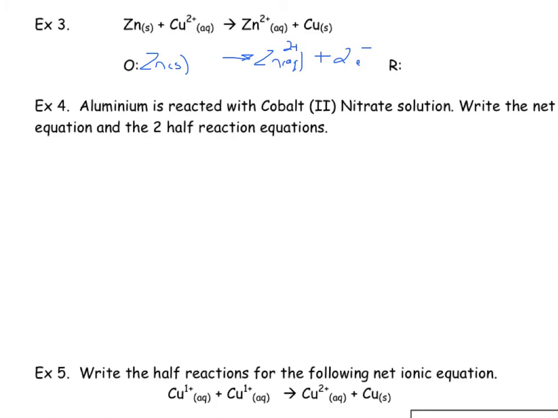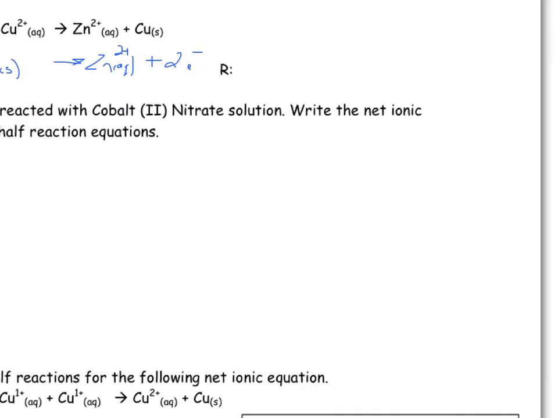Now, if the zinc got oxidized, it means that the Cu2 plus got reduced. Start by writing the reactants and the products. I'm already balanced with one copper atom on each side. Now by adding 2 electrons to the reactant side, I have balanced both sides so that they have a net charge of 0.